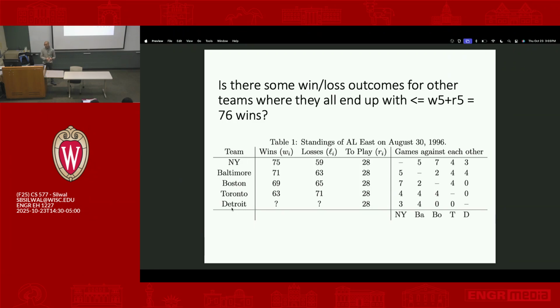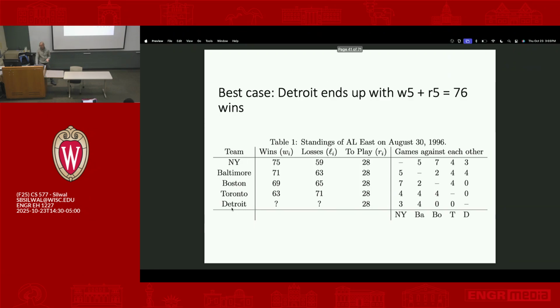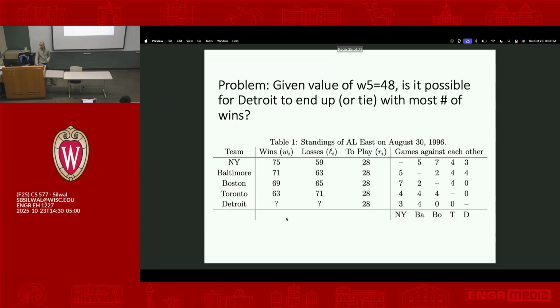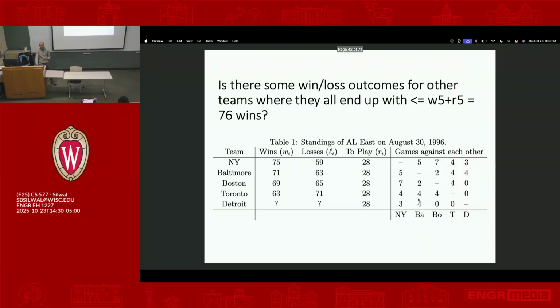So what I did so far is, I said, assume it's 48 here. We can also assume it wins all of its remaining games. That only helps it. So really the question is, is there a way to rig the system, let's say, with wins and losses where every other team ends up with at most 76? So that's the problem.